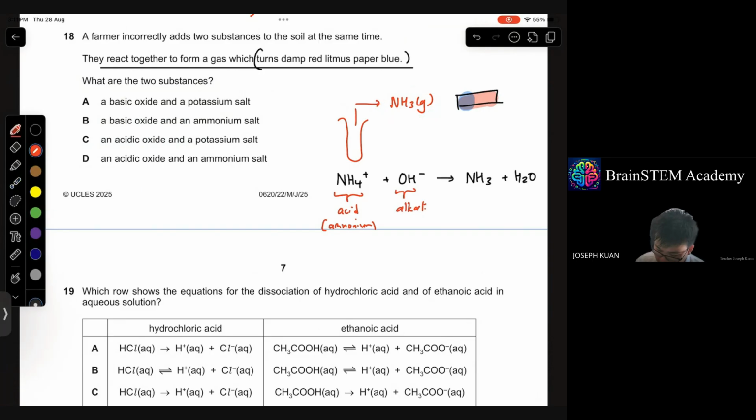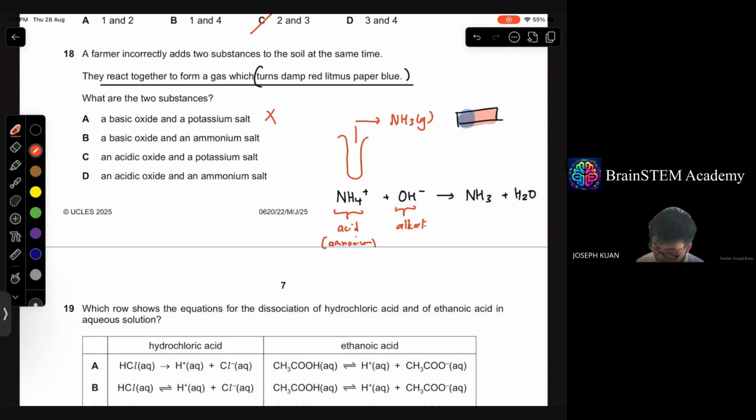So for the other options, I would say that for A, there's no reaction. B will be the answer, base and ammonium. C is not going to form ammonia. And D, no reaction, because both are acids. So the answer is B.